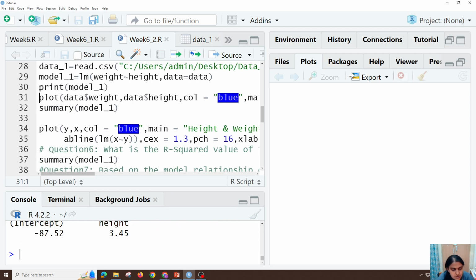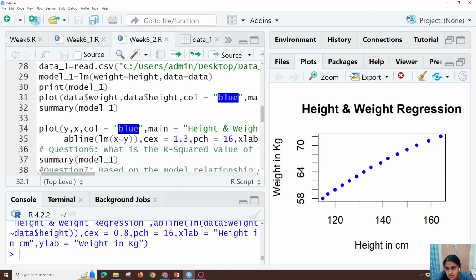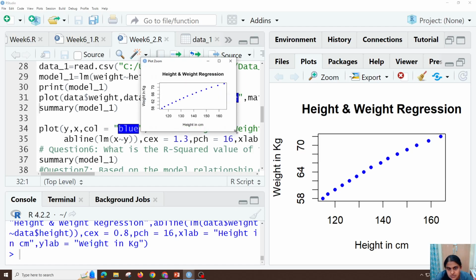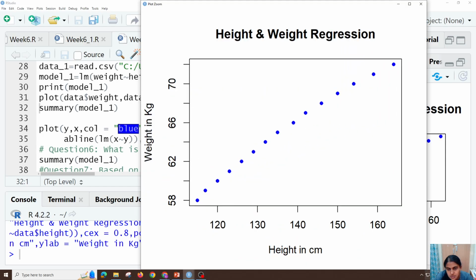Okay, so this is our model and this is our graph and the zoomed value. So height in centimeter and weight in kg I am giving. Here I have just named it differently. All right, so here you can see it's kind of having a straight line relationship itself.